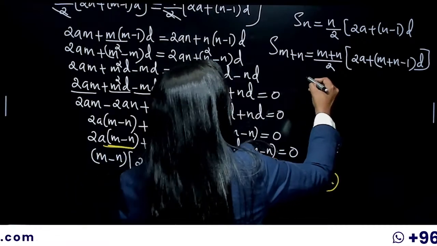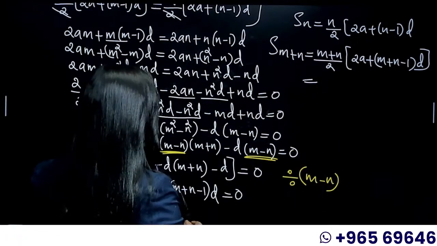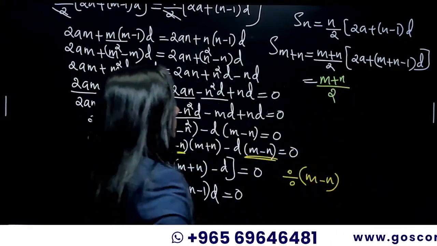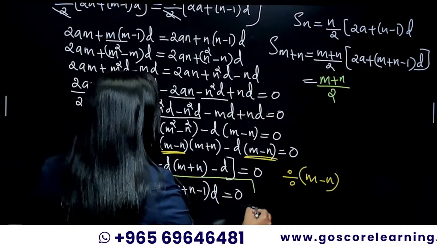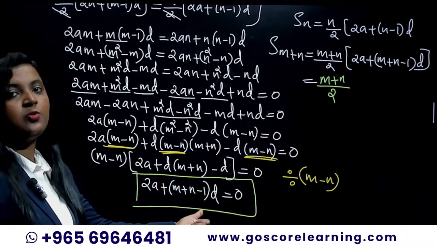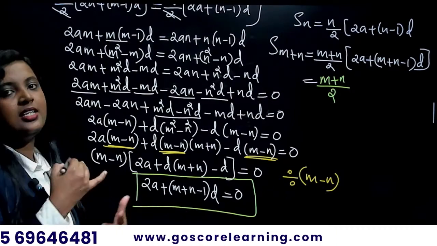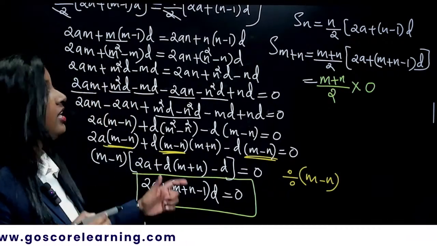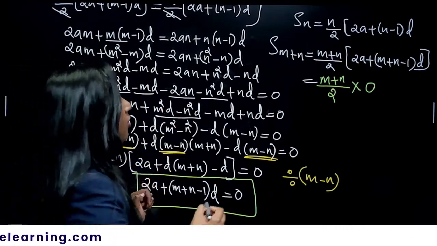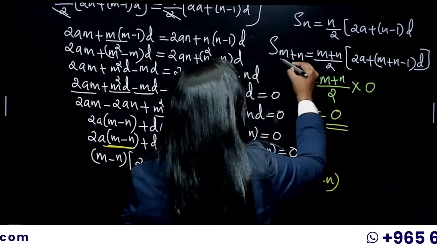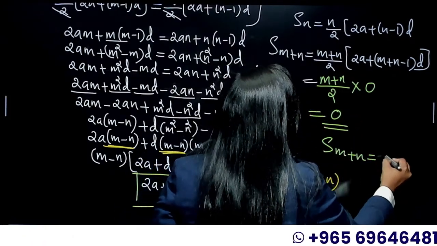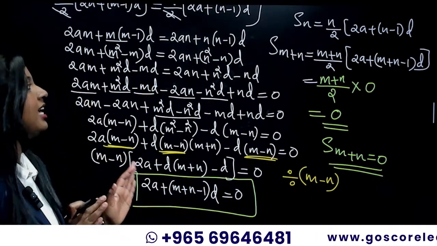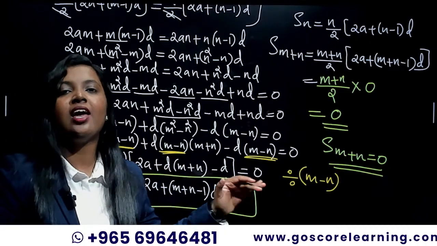See, Sm plus n is equal to m plus n by 2 into 2a plus m plus n minus 1 into d. What is 2a plus m plus n minus 1 into d? 0. So m plus n by 2 into 0. 0 into anything is 0. So basically we proved Sm plus n is equal to 0. And that was the question. Very easy, no? We just simplified what was given to us and we reached where we need to be.